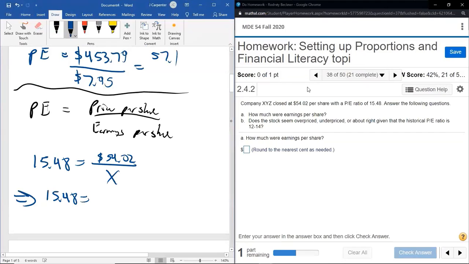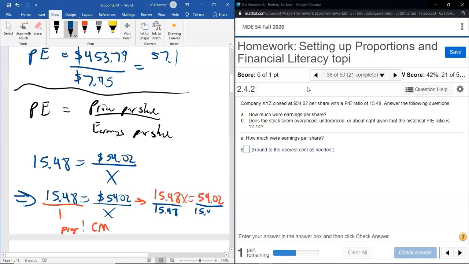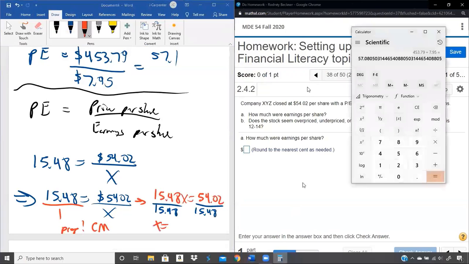15.48 equals the 5402 over X. Let's take the 15.48. Any number you can always write over 1. Why would I want to do this? Because now I have it written as a proportion, so we can cross multiply. So when we cross multiply, we get the 15.48 times the X equals 1 times 5402 is 5402. I'm going to drop its dollar sign just for simplicity's sake. Divide both sides by 15.48. And that will give us our answer of X is equal to, what's that, 3 and some change.